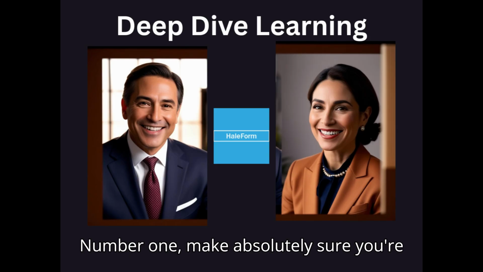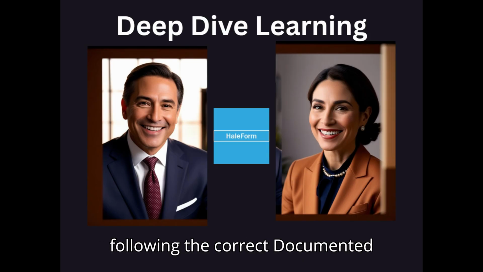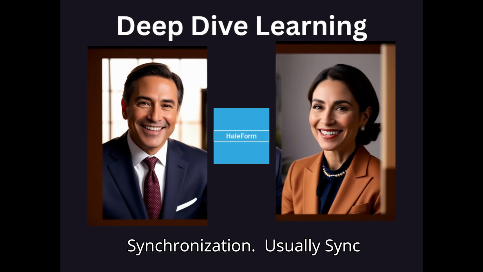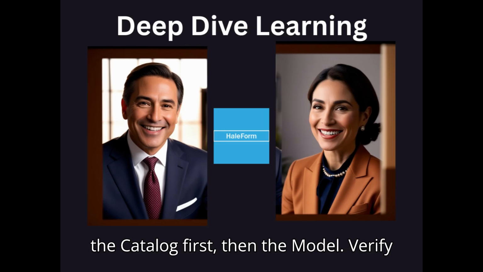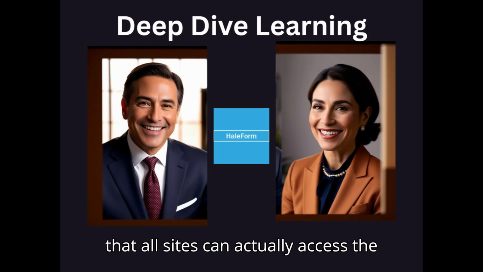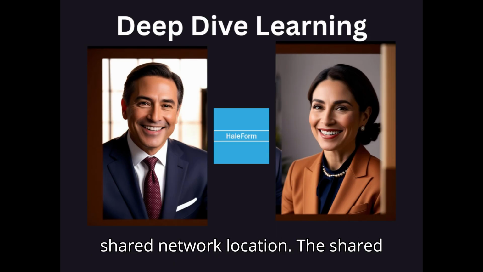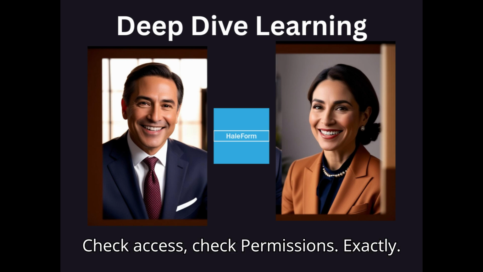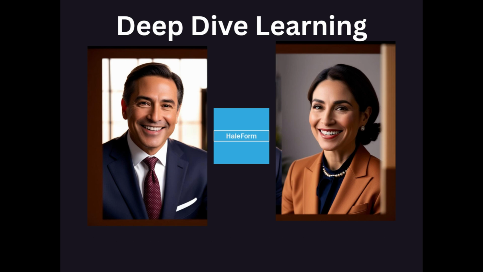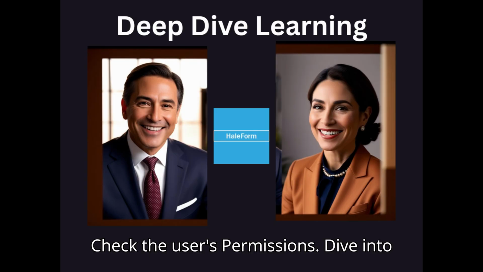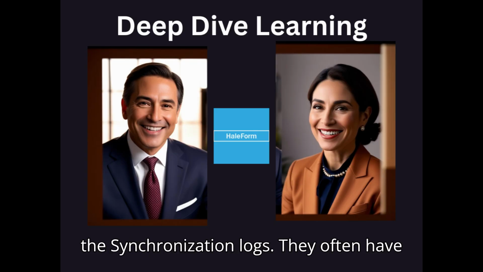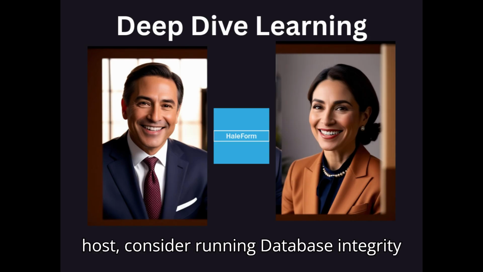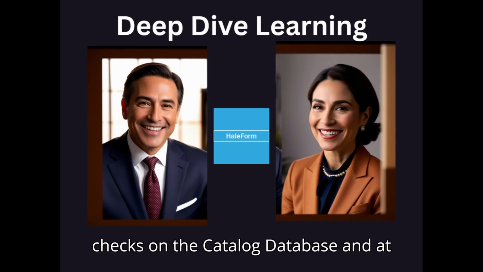Number 1, make absolutely sure you're following the correct documented procedure from Hexagon for catalog synchronization. Usually sync the catalog first, then the model. Verify that all sites can actually access the shared network location, the shared content folder where the catalog lives. Check access, check permissions. Exactly. Check the user's permissions. Dive into the synchronization logs. They often have very specific error details. At the host, consider running database integrity checks on the catalog database.